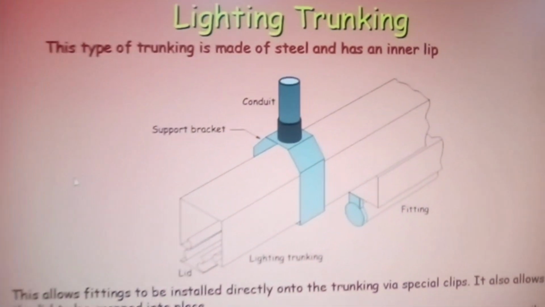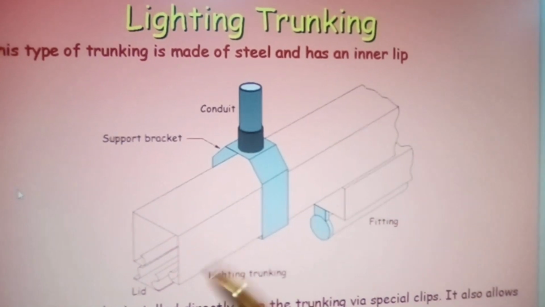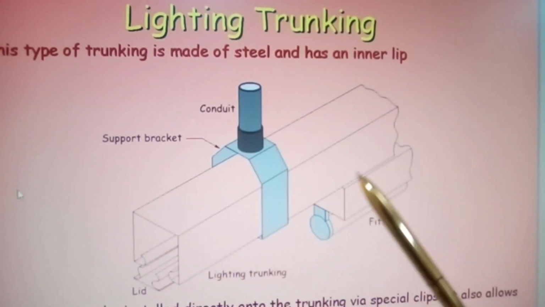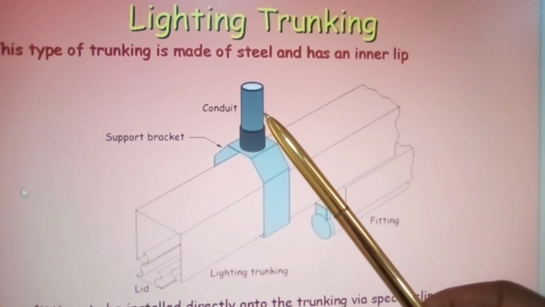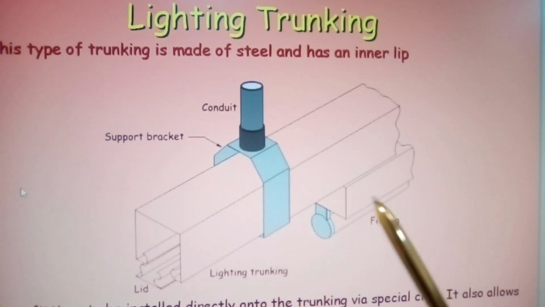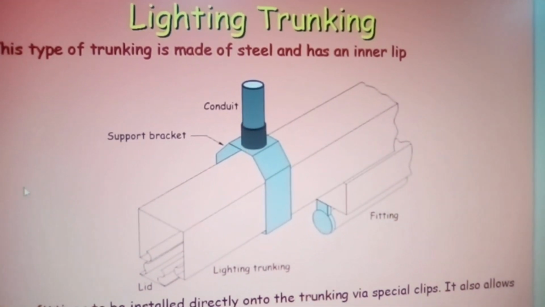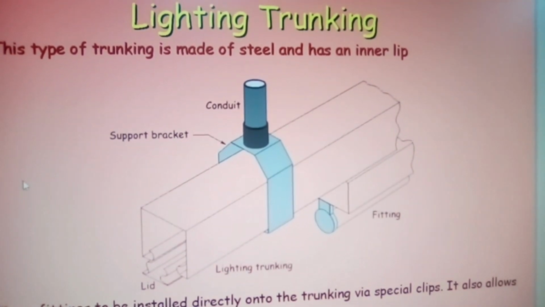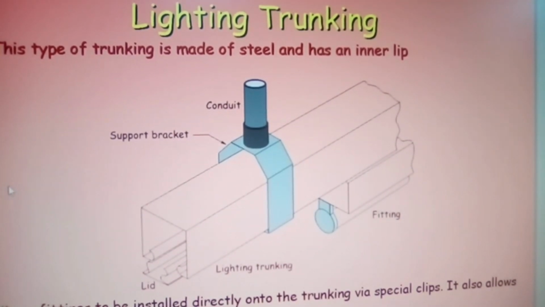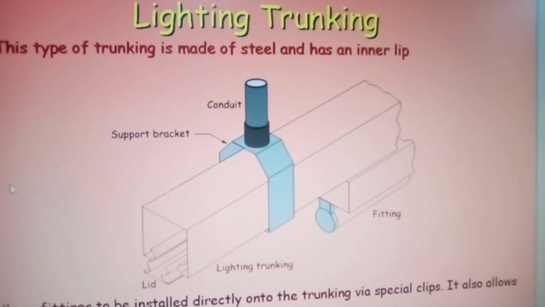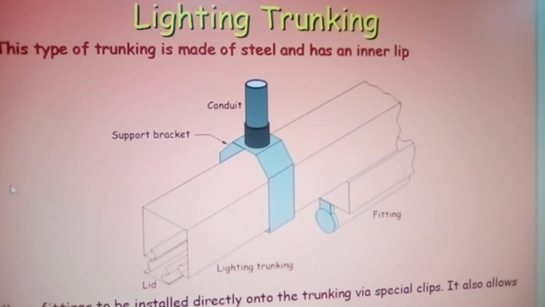Let me go in close to this so you can see the structure of this. Now, this would be used for hanging lighting from, basically, with support brackets. This allows fittings to be installed directly onto the trunking via special clips. It also allows the lid to be snapped into place. It is very versatile. It allows you to move the fittings around and change the fittings easily. It is time consuming to install and needs to be installed carefully to achieve a visually pleasing run.